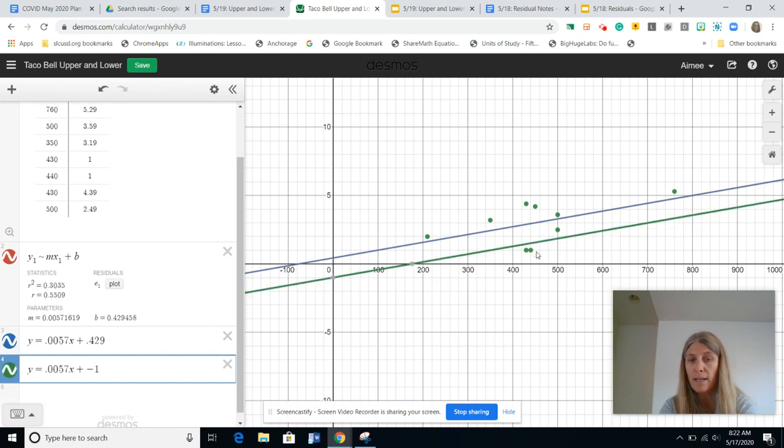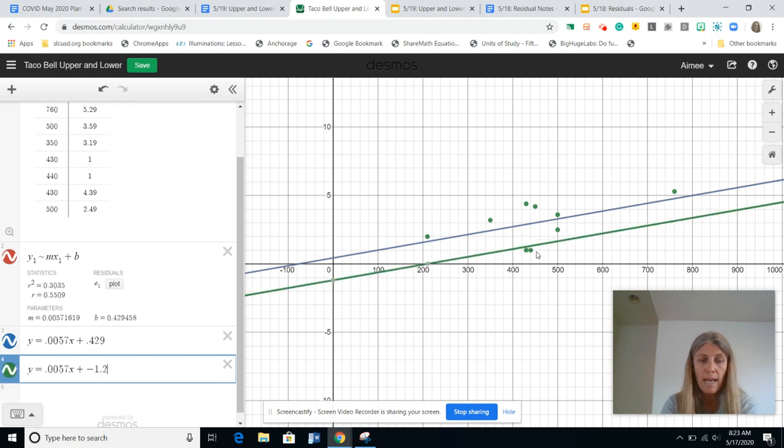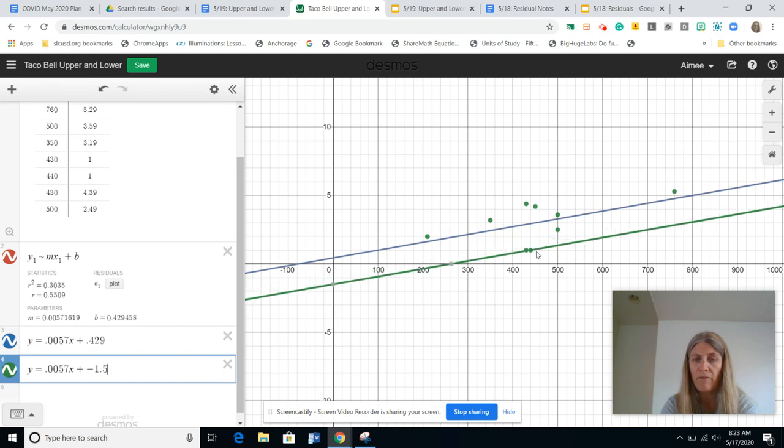So I'm going to try negative 1. And now it needs to drop down, so I'm going to try negative 1.1, negative 1.2, negative 1.3, negative 1.4, negative 1.5. And as you can see now, that goes through my lowest point. You've just found your lower bound because it's going through the farthest point away. So this right here, and I can change that plus minus to just a minus, is our lower bound equation.